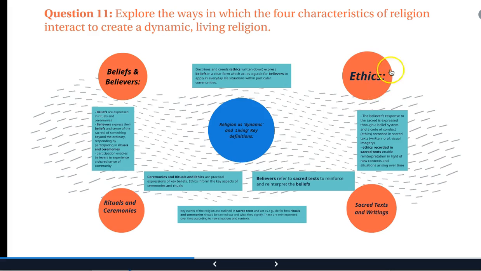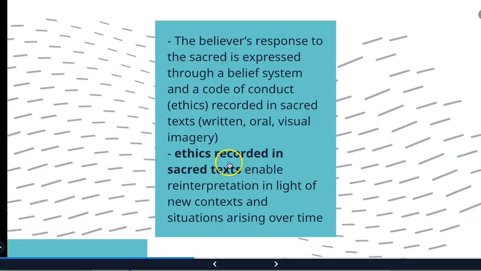So the interaction between ethics and sacred texts and writings is that ethics are recorded in sacred texts and they enable reinterpretation again as new context situations arise in society. And ethics that are recorded, whether they're oral or in visual form or they're written down in a sacred text, enable an individual to constantly refer to those ethics as a guide or a code of conduct.